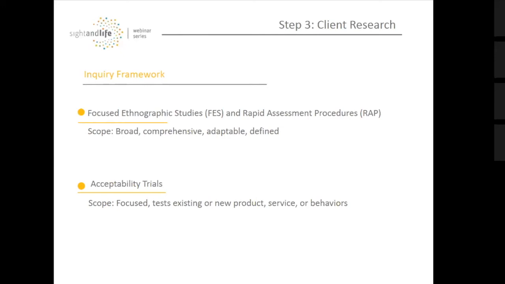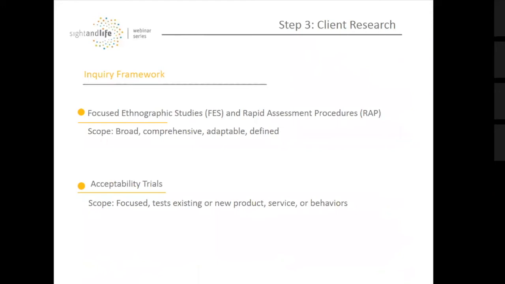Another common inquiry framework is the acceptability trials. They're also called the trials of improved practices or behavioral trials. And these are popular for trialing innovations. And you can find a manual for improved practices online, so it's widely available. Acceptability trials in general focus on the usability of a product, a service, or a behavior. So they're looking at how is it used, what are some of the problems that arise during its use, and is it a feasible or appropriate approach.